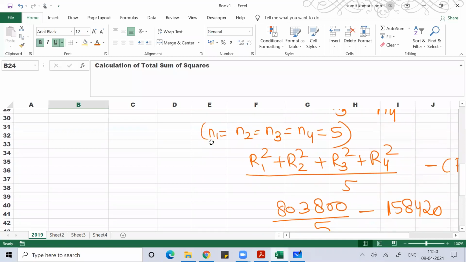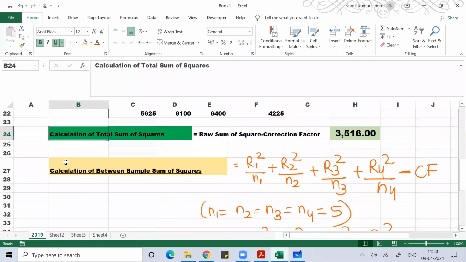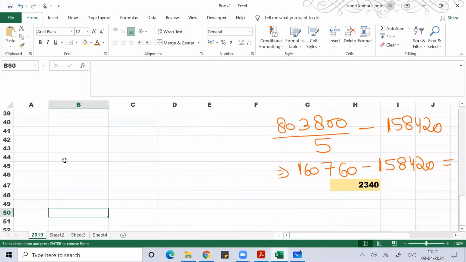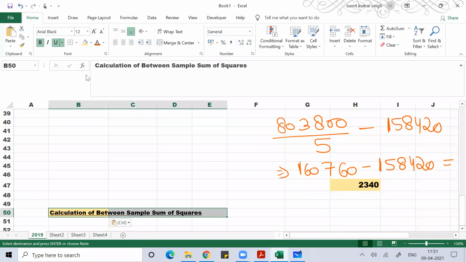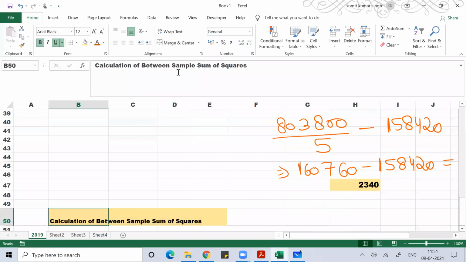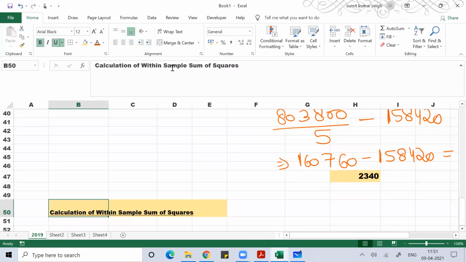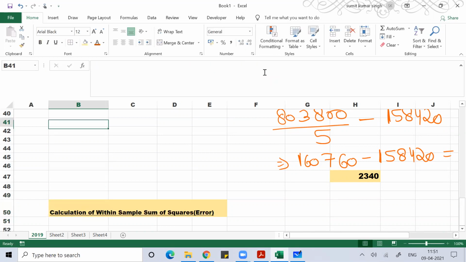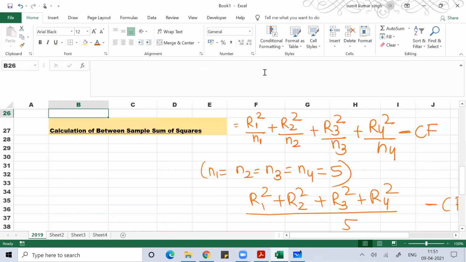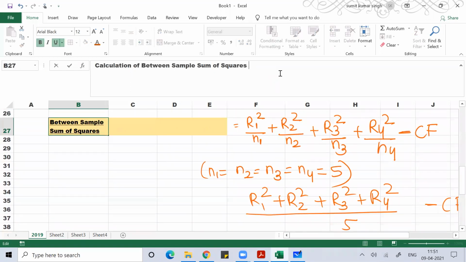So once we get between sample sum of square, then what we'll do? The next thing we'll find is the within sample sum of square. First we'll find between sample sum of square, then we'll find within sample sum of square. The other name of within sample sum of square is error. And the other name of between sample sum of square is treatment. In the statistics book, I saw it was written as treatment.